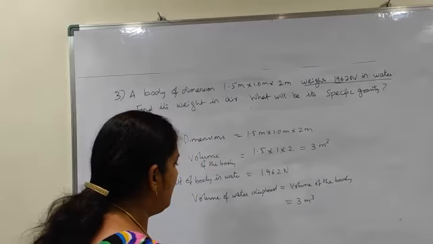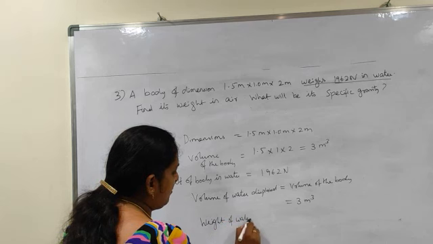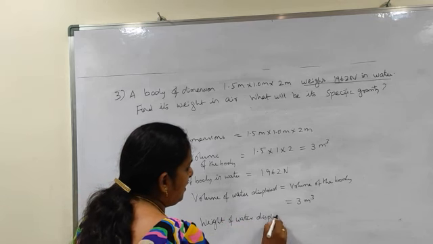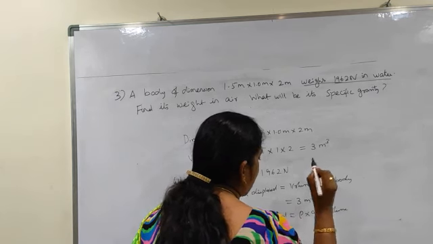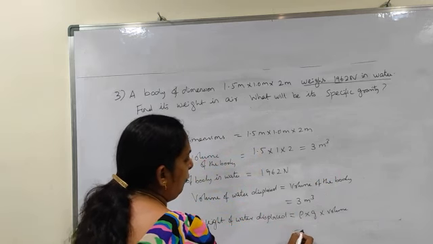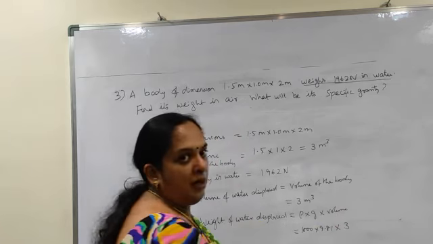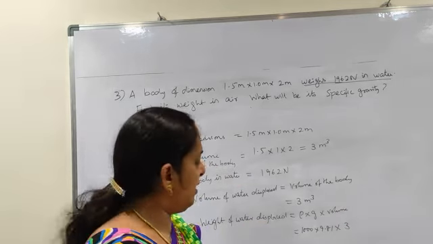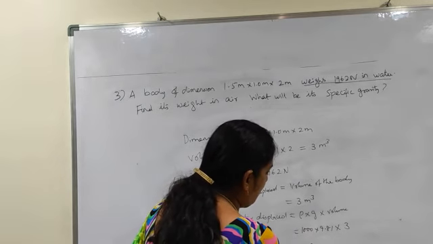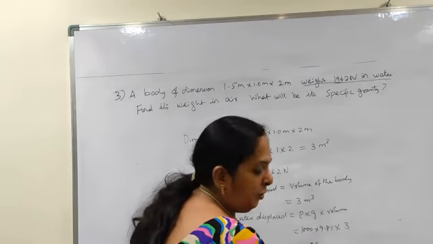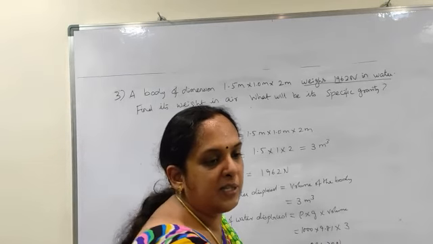And one more thing: the weight of the water that is displaced. To find the weight of water displaced, it is rho into g into the volume of the water displaced. Rho I know, it is water so 1000, g is 9.81, and the volume is also known, 3 meter cube. Just by substituting this I will be able to find the weight of water displaced. Here it is 29430 Newton. So I have found out the weight of water that has been displaced.